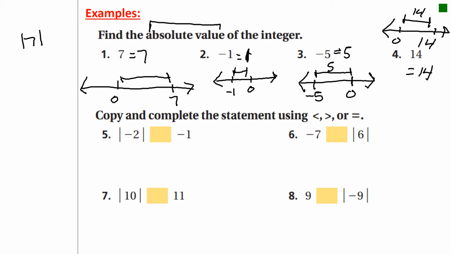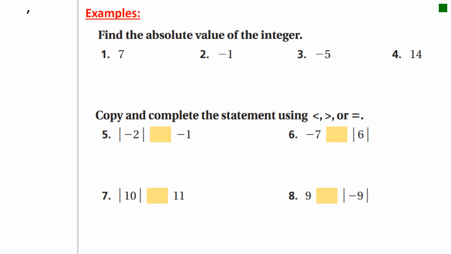Okay, copy and complete the statements using less than, greater than, or equal to. Number 5. So I'm going to erase my page and I'm going to write a number line. Number lines can go right to left or up and down. So I can start thinking about where to put all these. Here's 0, so here's all my positives, here's all my negatives. All right, the first one, the absolute value of -2, so the distance from 0 to -2 is 2, so this one's going to be at 2, and -1.